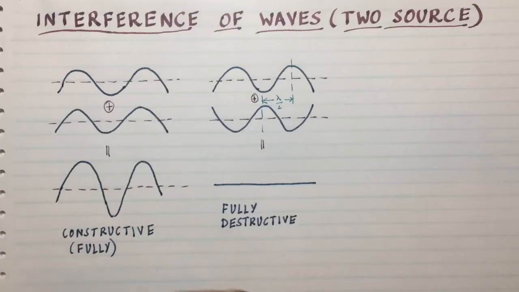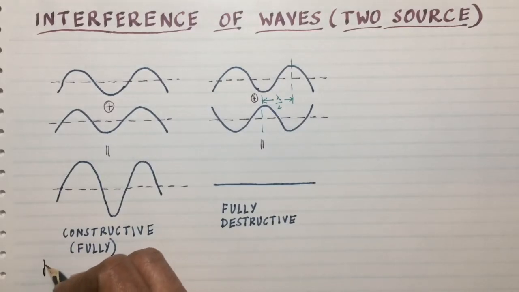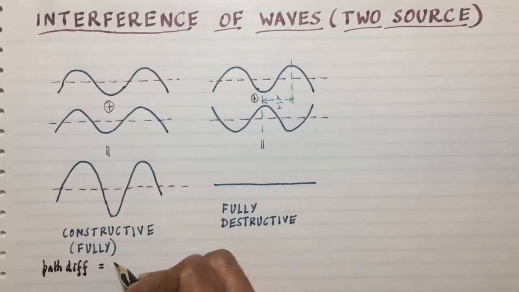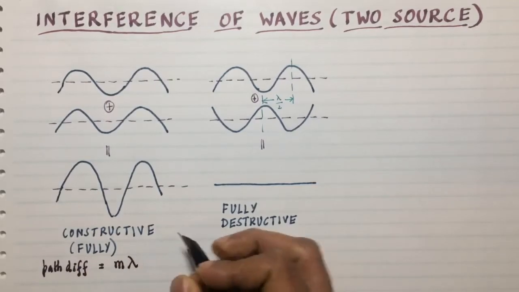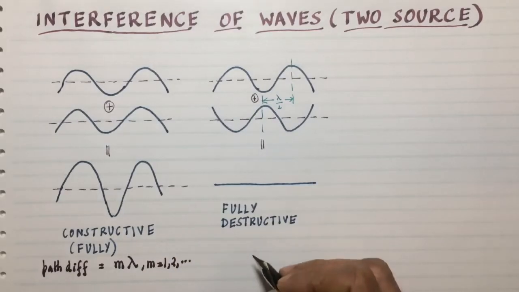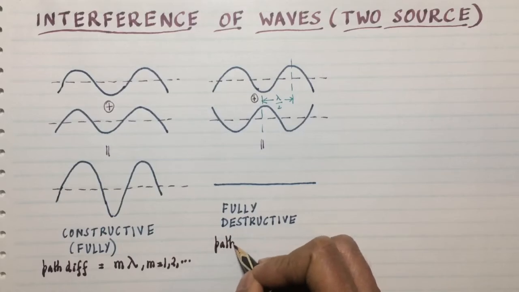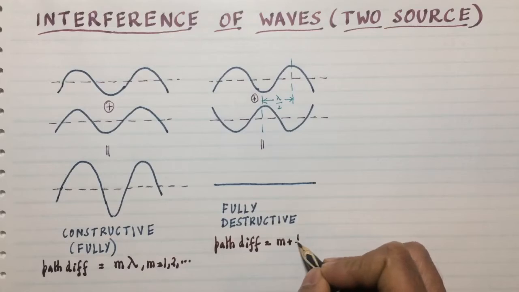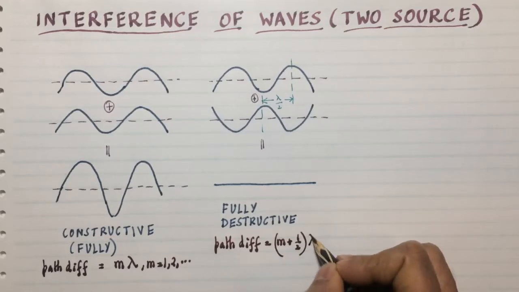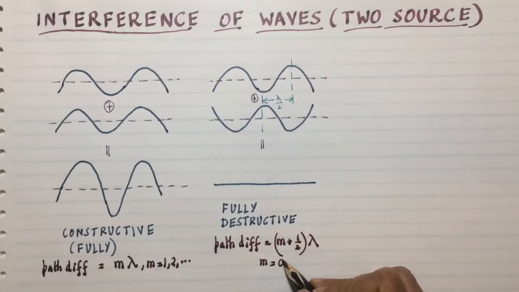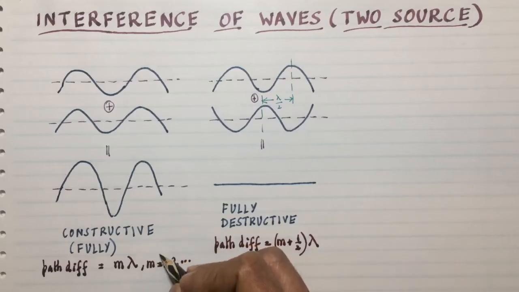Let me summarize that. The path difference will be multiples of lambda, m lambda, where m equals 1, 2, and so on. And here the path difference between the two waves will be m plus a half lambda. Now this way of writing will take into account that m equals 0. That's also allowed here, by the way.